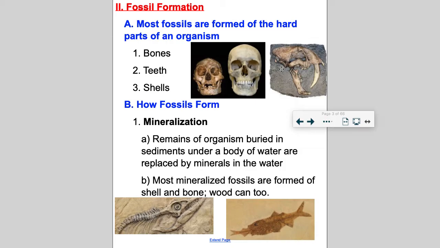So here are some examples of mineralization, okay? We see this with shells and bones, but wood can also become mineralized too. It's called petrified wood. Now I'm going to see if they're unpetrified, so I can pass them around. I mean, they're petrified, so they might be a little scared, okay? So just be gentle with them.